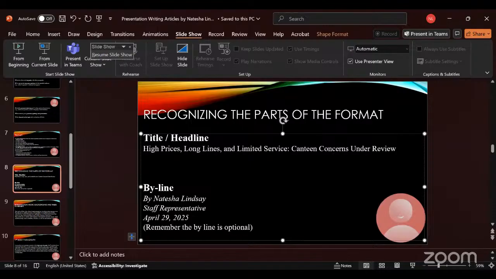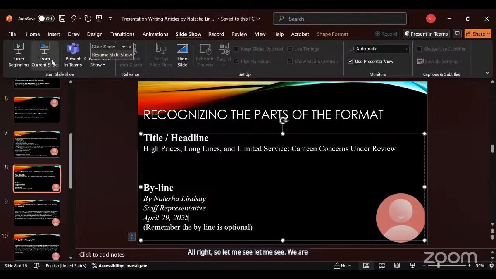Good evening, Amelia. We write the title or the headline, we write the byline. Repeat. So we write the title and the headline. We write the byline underneath. So we write our name, the management and the date, right? All right, so let me see.